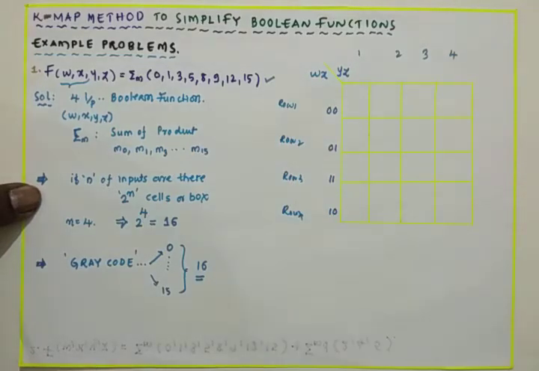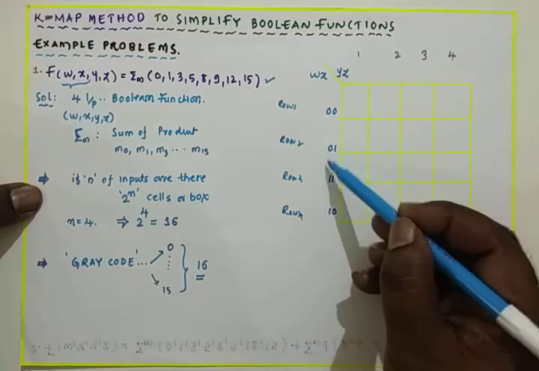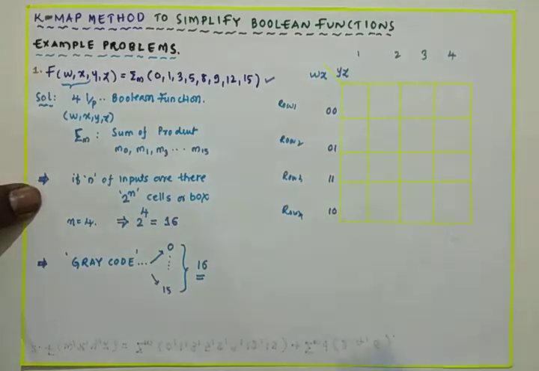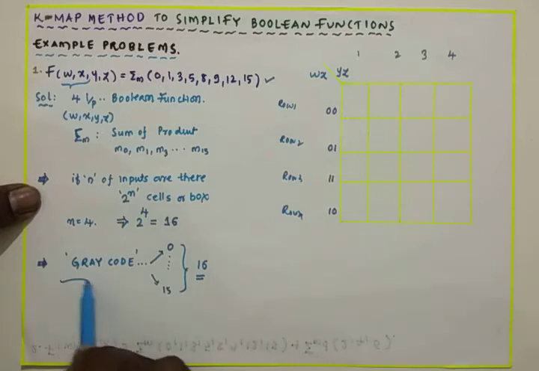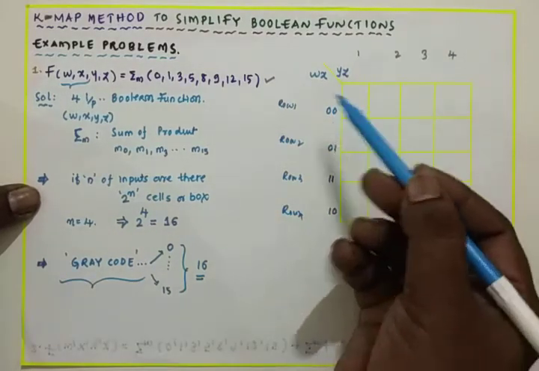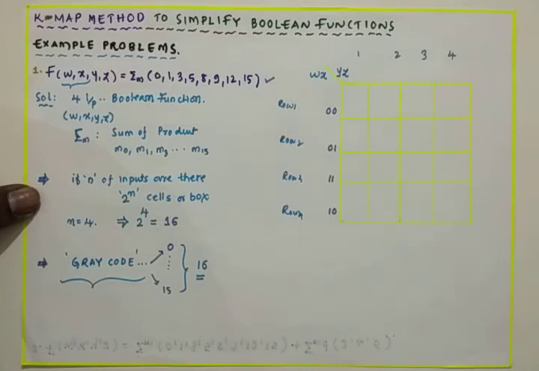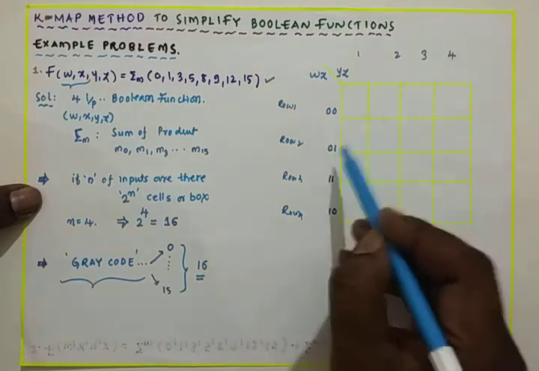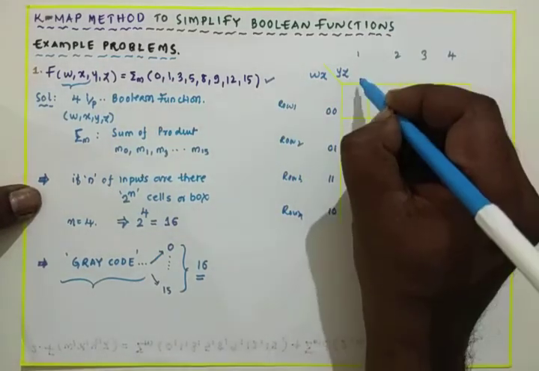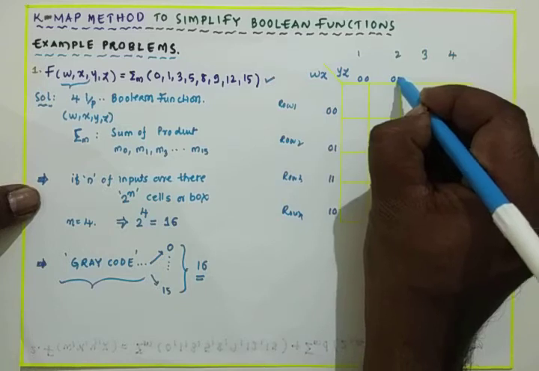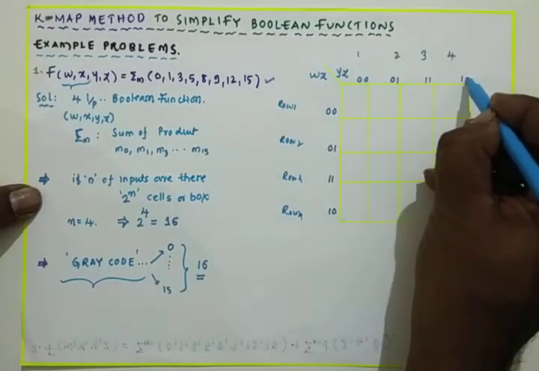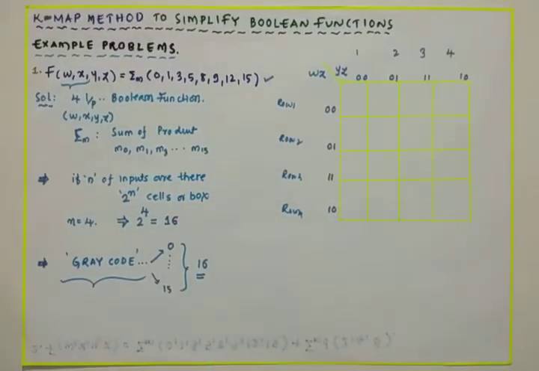One may have a doubt: it is 0 0, 0 1, and the next one would be 1 0 in case of a binary number. But now we are going with the Gray code. In the Gray code, every 2 consecutive numbers differ in 1 bit position only. So here 0 0, 0 1, 1 1, 1 0, and here also we have 0 0, 0 1, 1 1 and 1 0. So now it is the numbering of the cells.